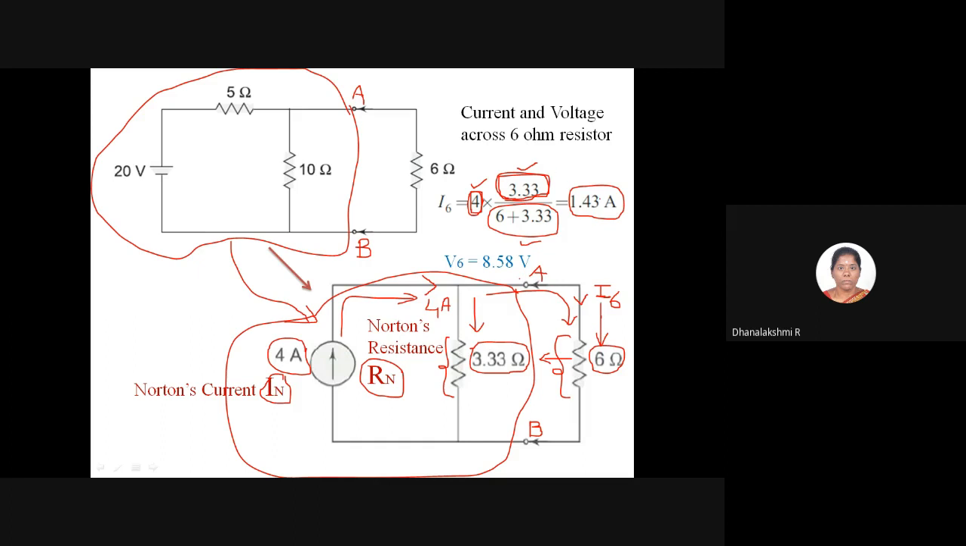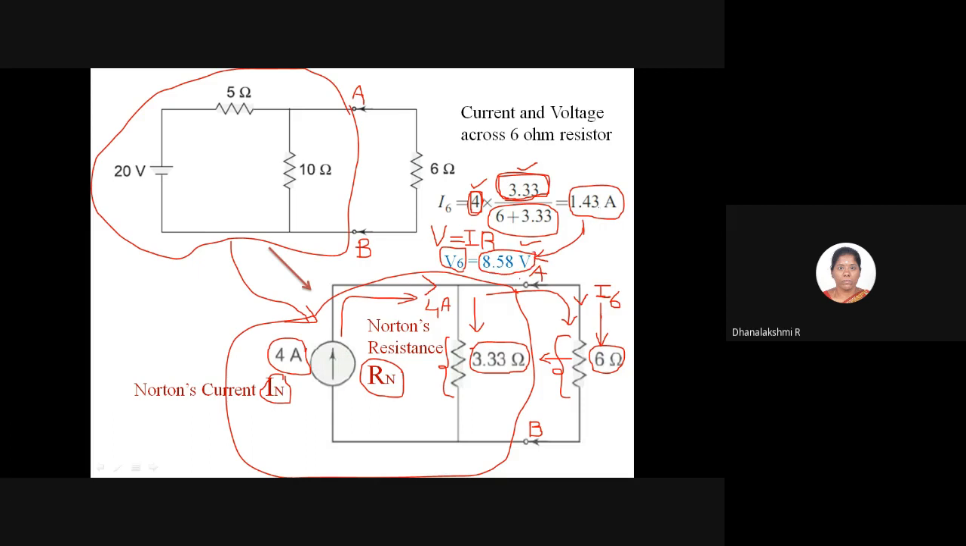And once you know the current in the 6 ohm resistor, we can also find out the voltage across 6 ohm. So V6 is the voltage across 6 ohm, and we know the voltage formula V is nothing but I into R. So I6 into R6, that is 6 ohm. The I6 value we just got is 1.43, so 1.43 into 6 will give you 8.58 volts. This is the voltage across the 6 ohm resistor.